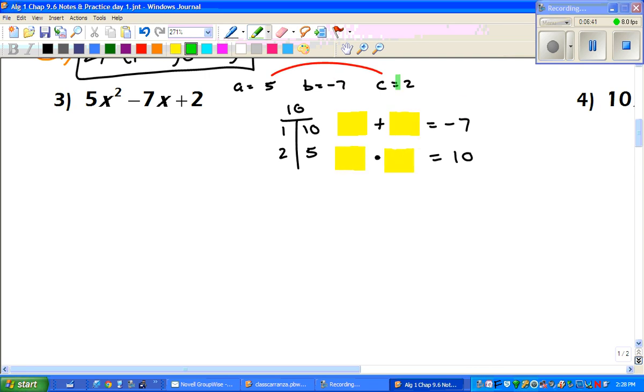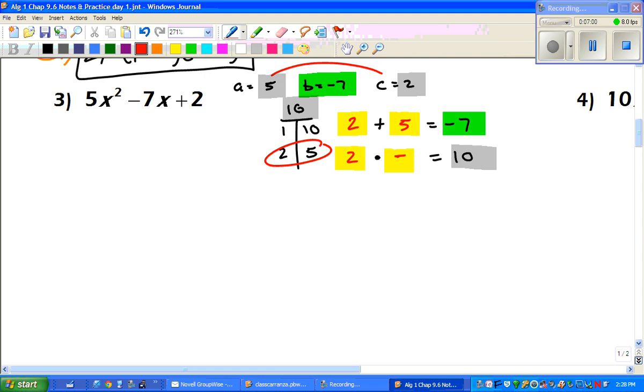Now, just so you guys remember, that negative 7 comes from right there, and we get the 10 from 5 times 2. Okay? So the only combination that we've got is going to be the 2 and the 5. And if we make them both negative, then they work in both scenarios. So when we split the middle term, we rewrite it saying 5x squared minus 2x minus 5x plus 2.